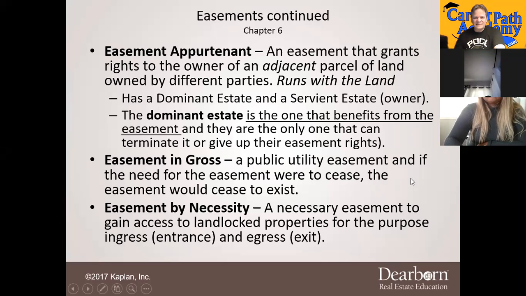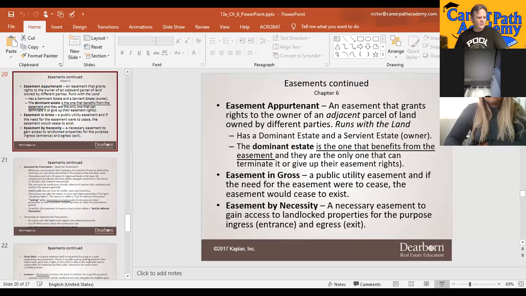Now, an easement by necessity is a type of easement that's created.